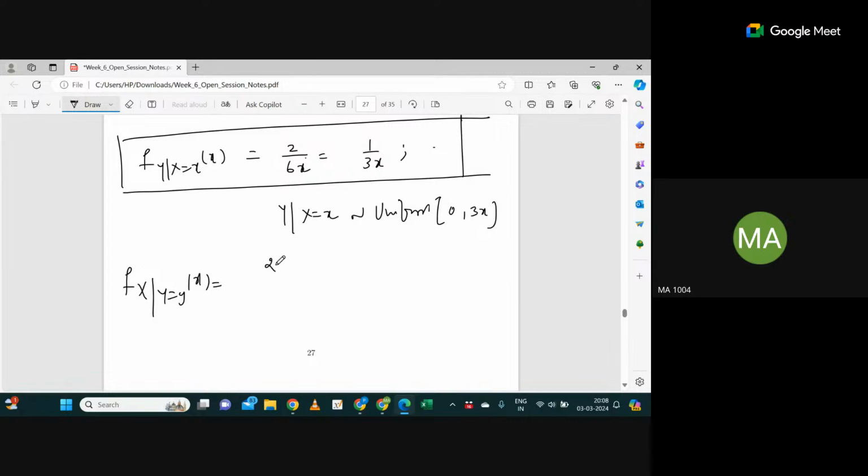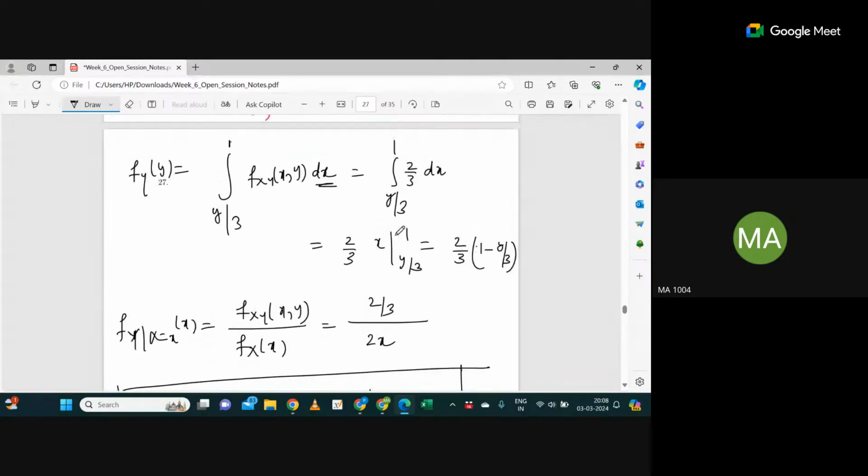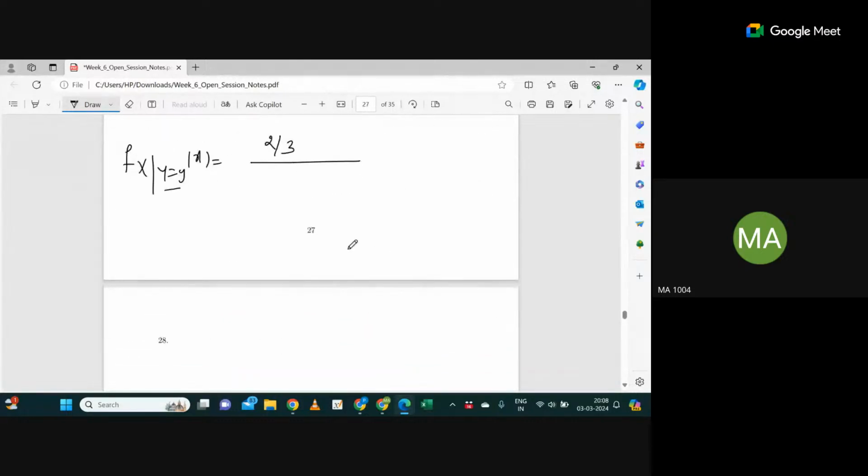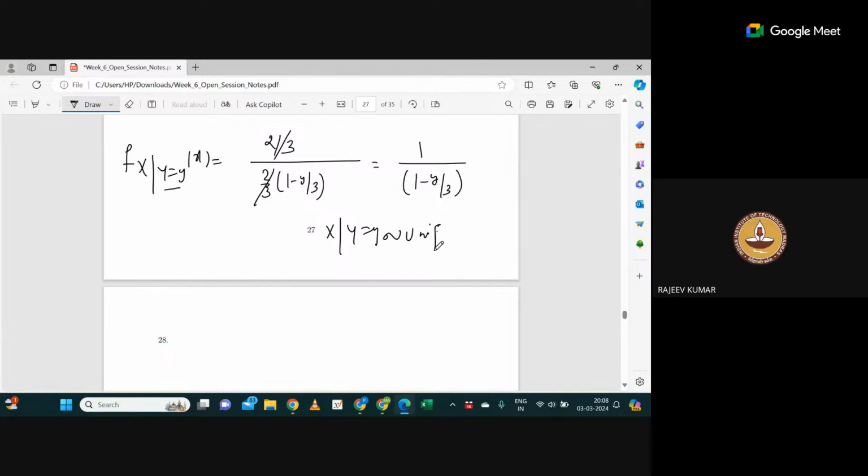What about x given y equal to y here? So joint density is 2 by 3, right? And the marginal for y was 2 by 3 into 1 minus y by 3. So 2 by 3 will get cancelled. I got 1 divided by 1 minus y by 3. Now what kind of distribution is this? Uniform, sir. Okay, uniform. What is the limit? y by 3 to 1, right?